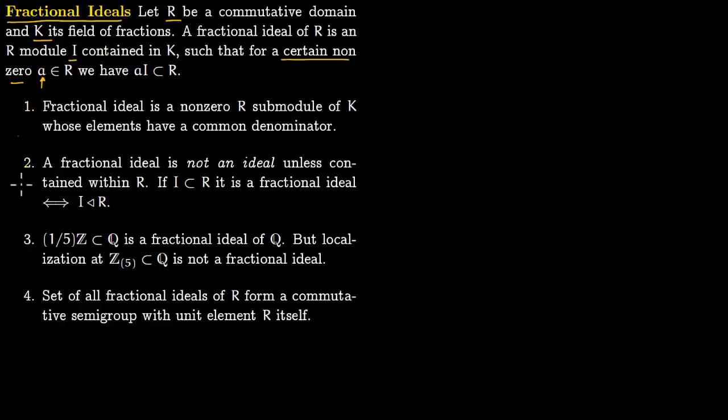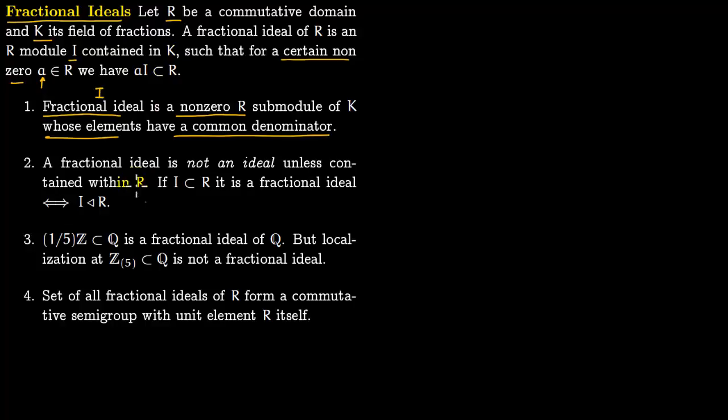Let us make some remarks here. The first remark is, informally you can think of a fractional ideal as a non-zero R-submodule of K, because it is contained within K, and elements of which have a common denominator. So when you multiply this by the common denominator a, it ends up lying back in the ring R.